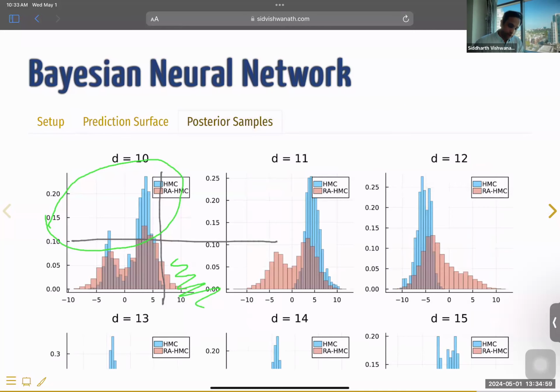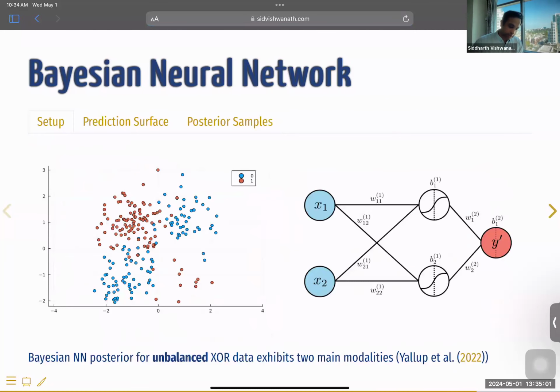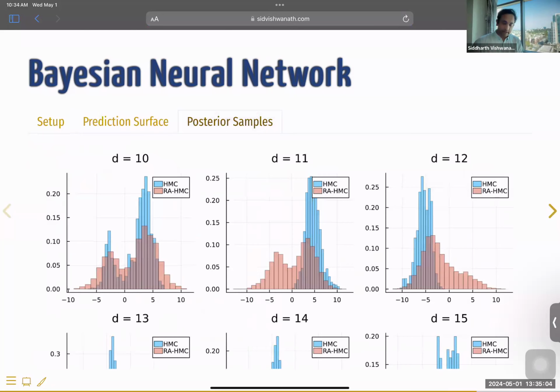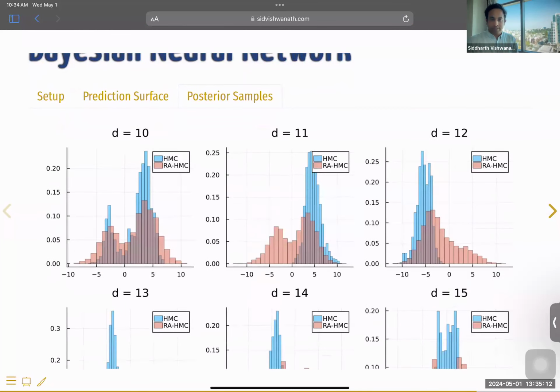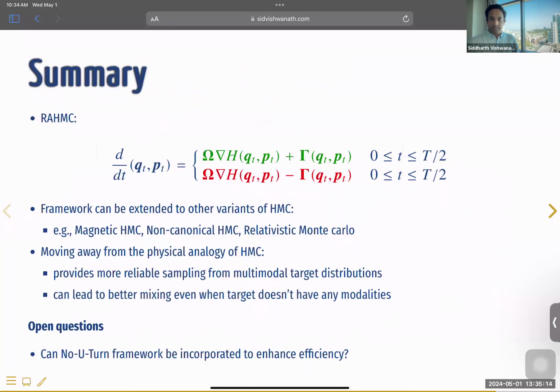So if we were to look at the posterior distributions of the parameters in your hidden layer, the repelling-attracting HMC is actually identifying and sampling from different modes that the HMC hasn't discovered in this setup.